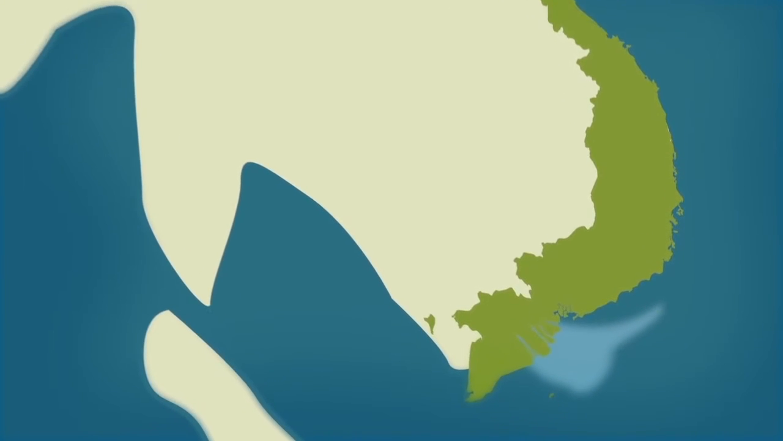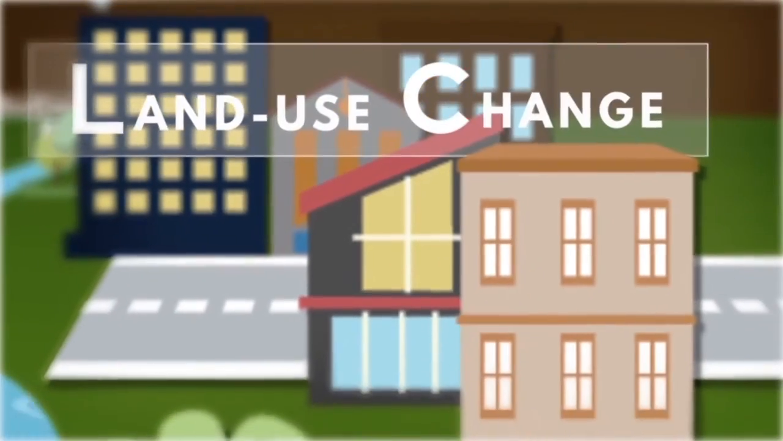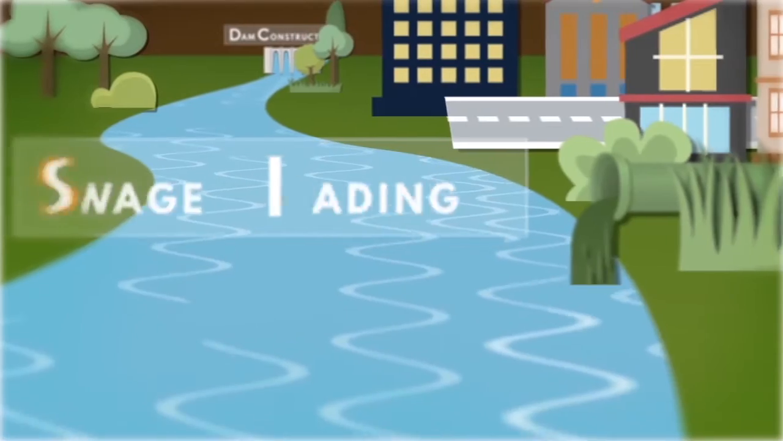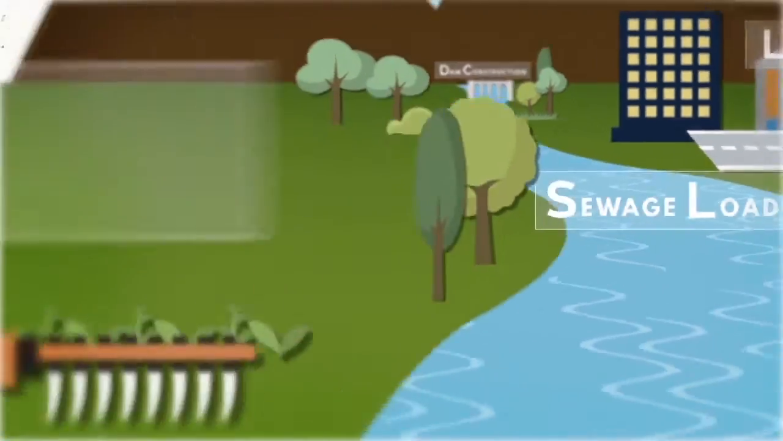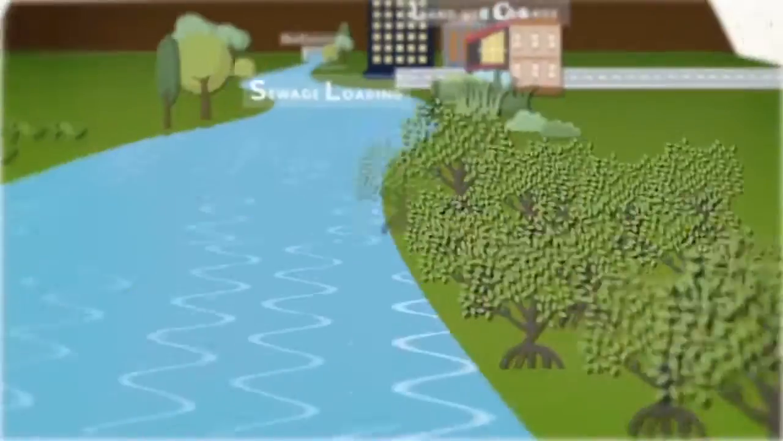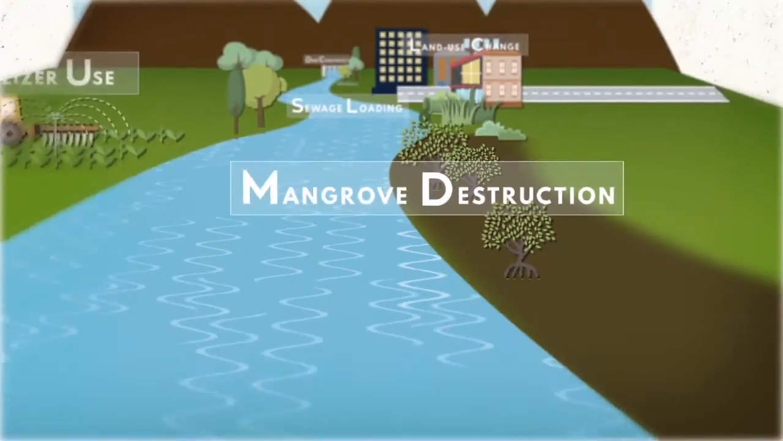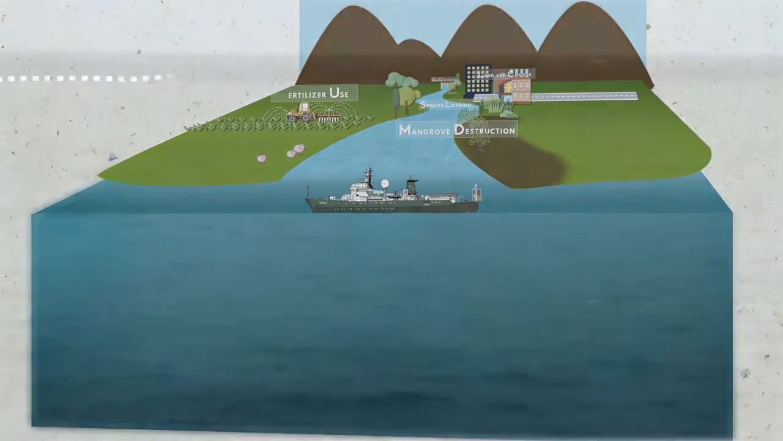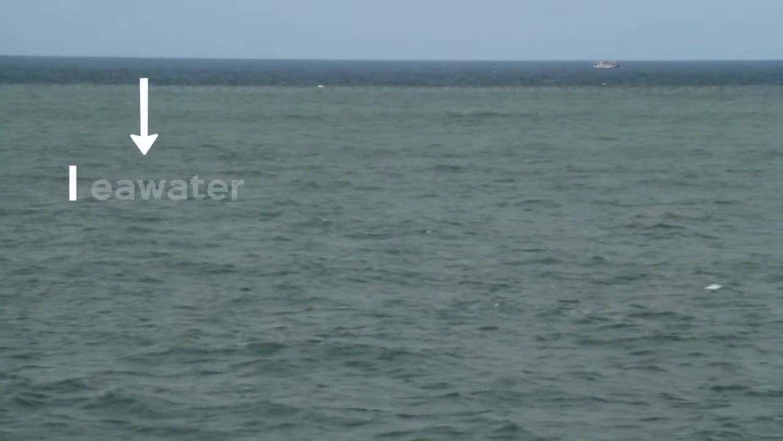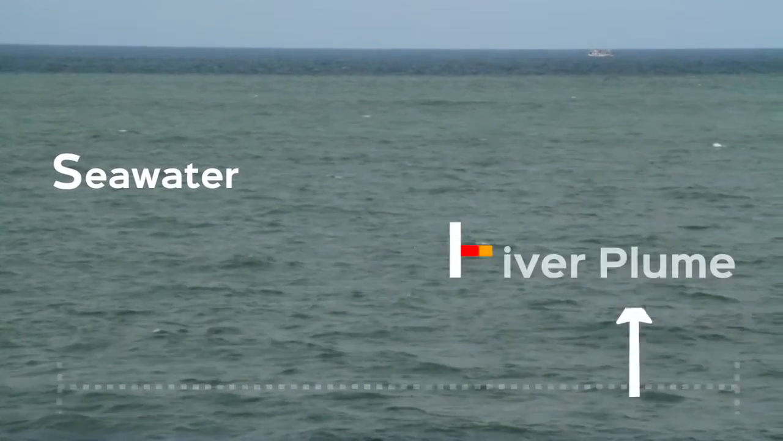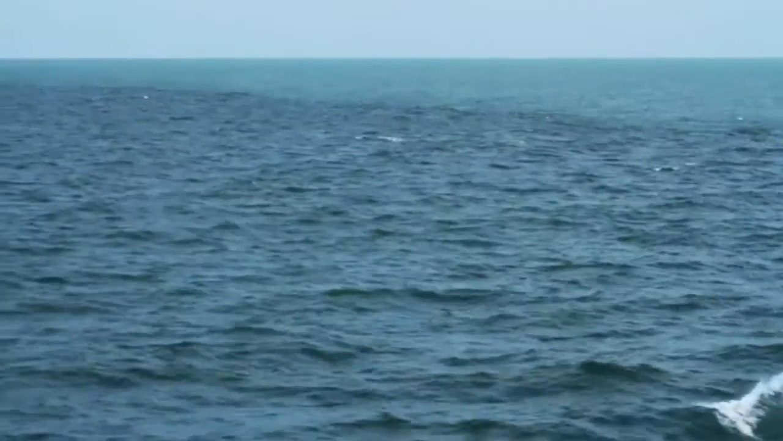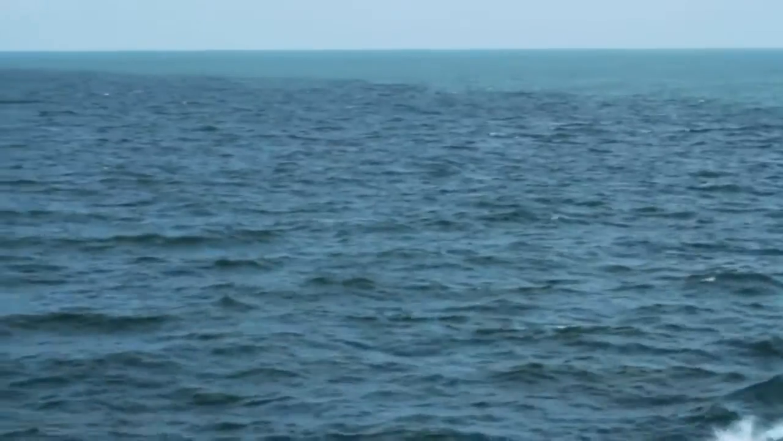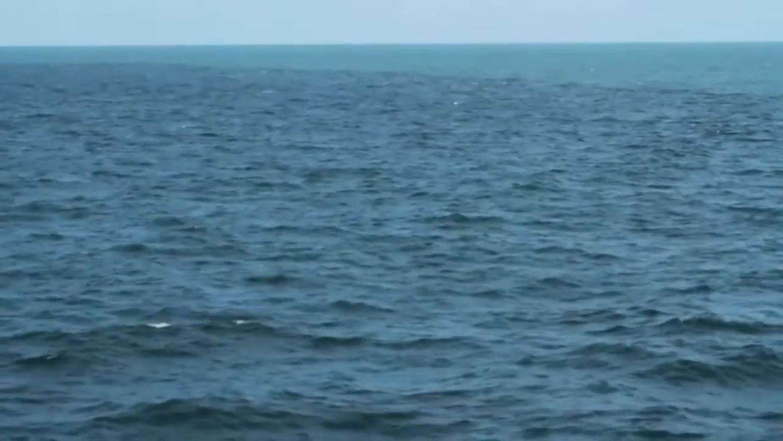Mekong River is experiencing dramatic changes today, including dam construction, land use change, sewage loading, fertilizer use, mangrove destruction, and once the waters from the Mekong enter the South China Sea and move offshore to begin to interact with the ocean, there's an additional factor, and that is that wind-driven coastal upwelling introduces deep waters to the surface where they also interact with the Mekong plume.